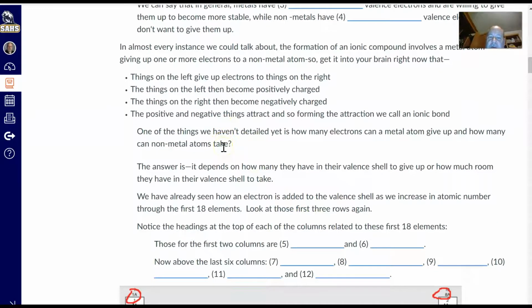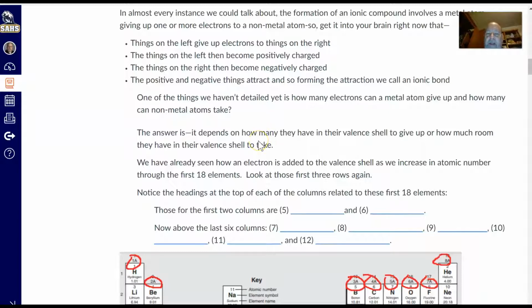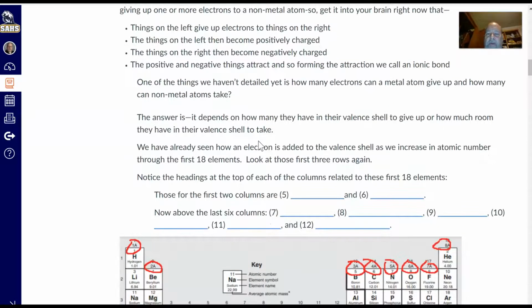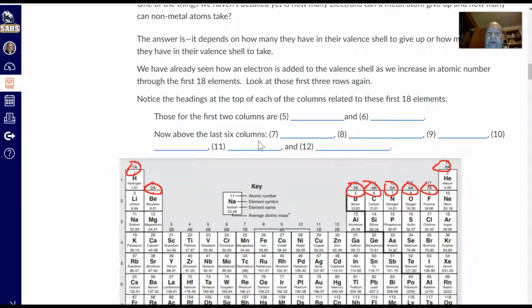One of the things that we haven't talked about yet is how many electrons a metal atom can give up and how many a nonmetal atom can take. And the answer depends on how many they have in their valence shell to give up in the first place if you're a metal, or how much room they have in their valence shell to take electrons if you're a nonmetal. So we've already seen how an electron is added to the valence shell as we increase the atomic number through the first 18 elements, right?